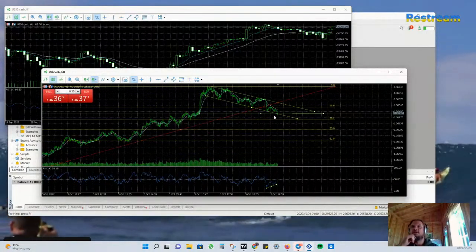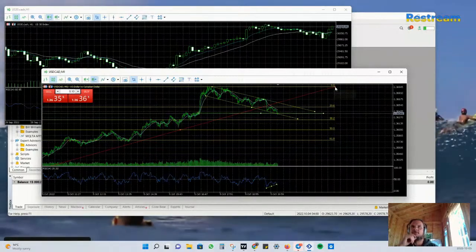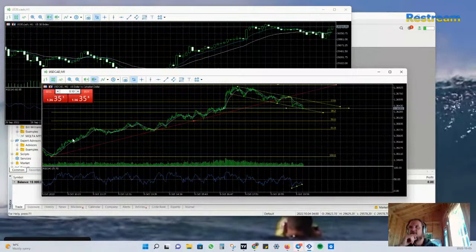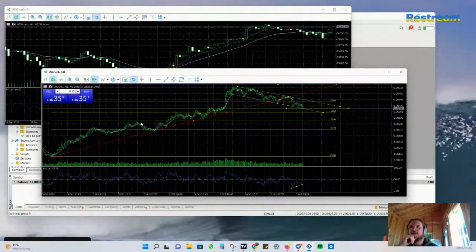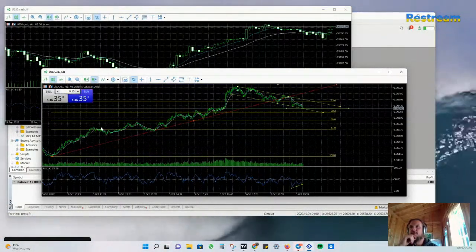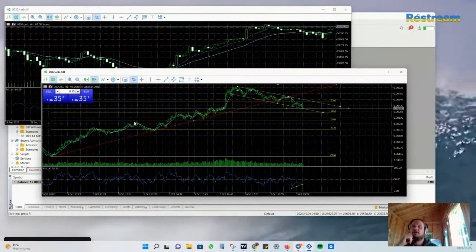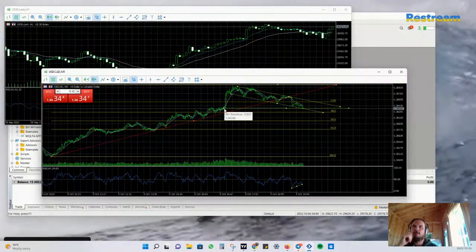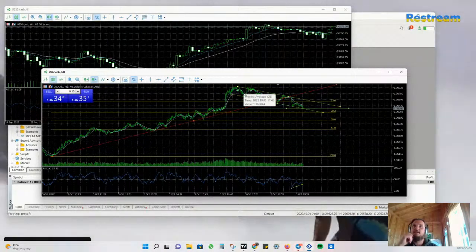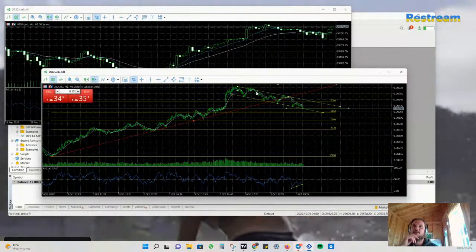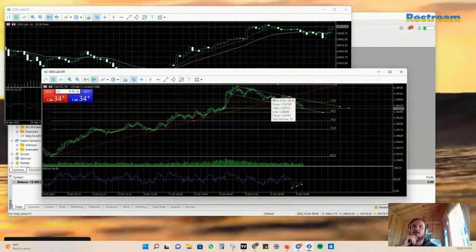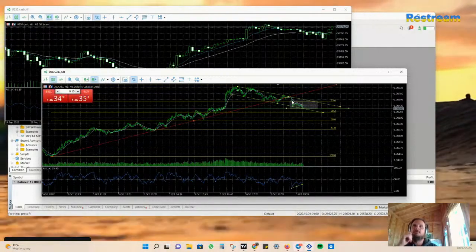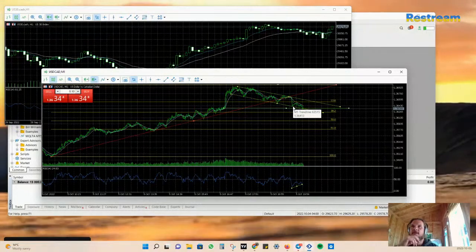Here's a trend. Sometimes I'll use this line just to show me the trend, but essentially you can see higher high, higher low, higher high, higher low, and so on, and then lower high, lower low, lower high, lower low. So we're definitely switched into a downtrend. Lower high, lower low.